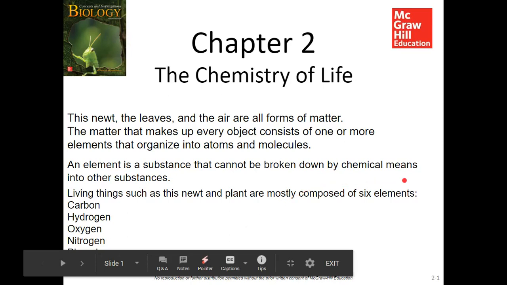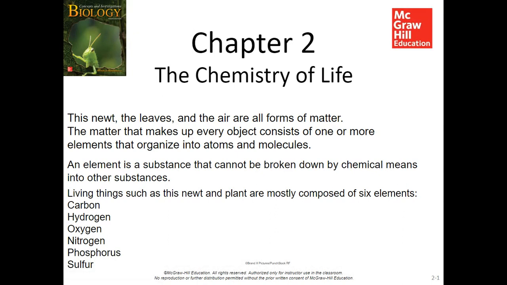Hello everyone. Today we are going to talk about Chapter 2, Unit 1. Unit 1, Chapter 2 consists of the chemistry of life. The chemistry of life, that means we are going to talk about matter. So, what is matter? Matter is something which has mass and occupies space, and it consists of atoms and molecules.